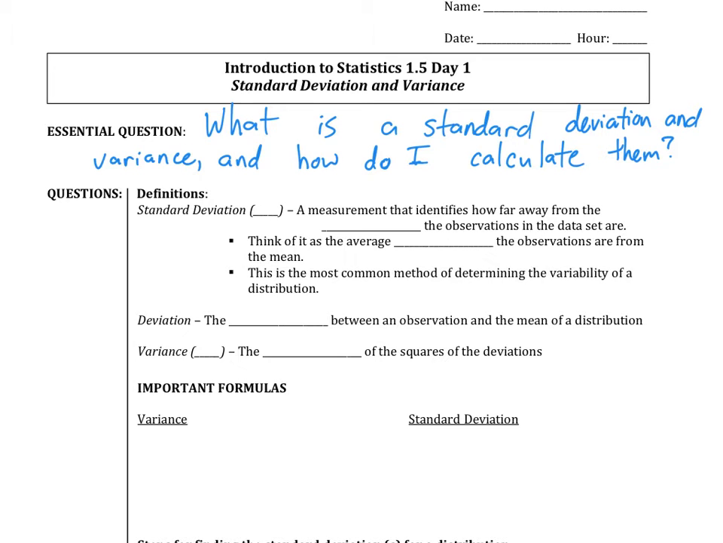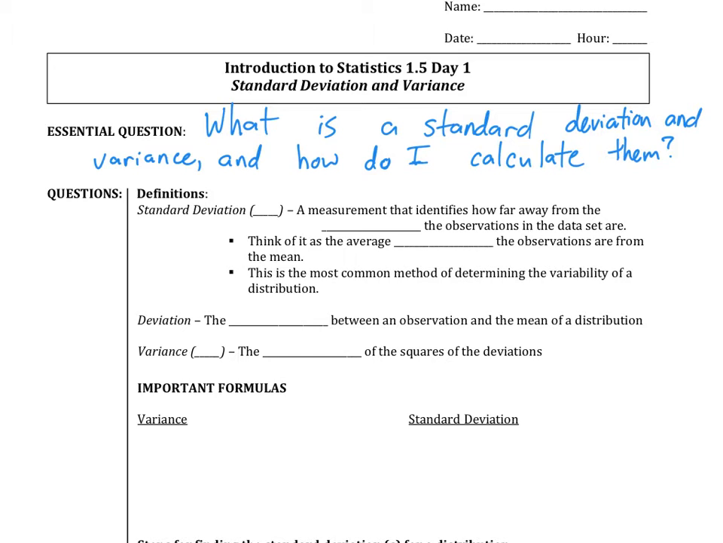All right, so section 5 is our last section for chapter 1. 1.5 day 1, we introduce standard deviation and variance. These are two pretty key words we cover in stats. Today we're going to find out what a standard deviation and variance are and how you calculate them.